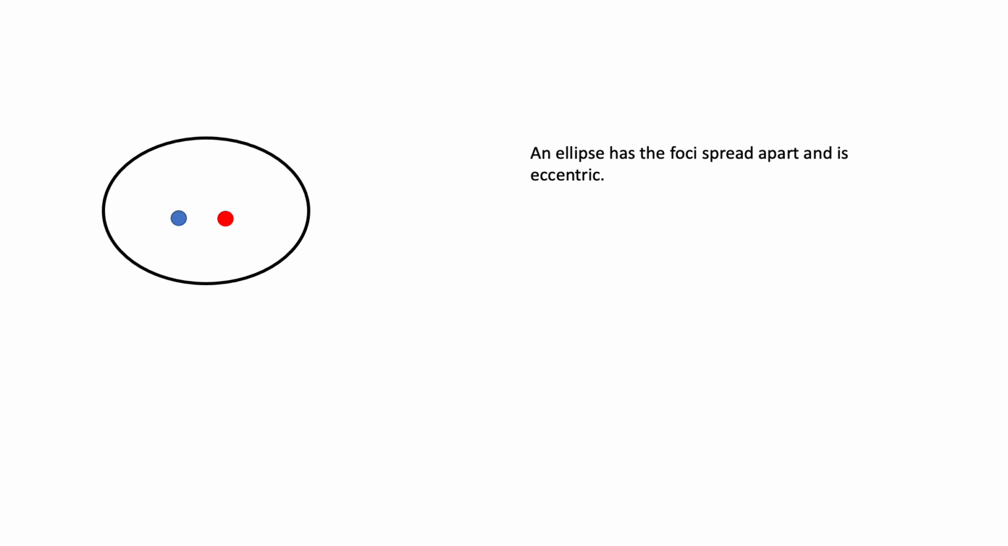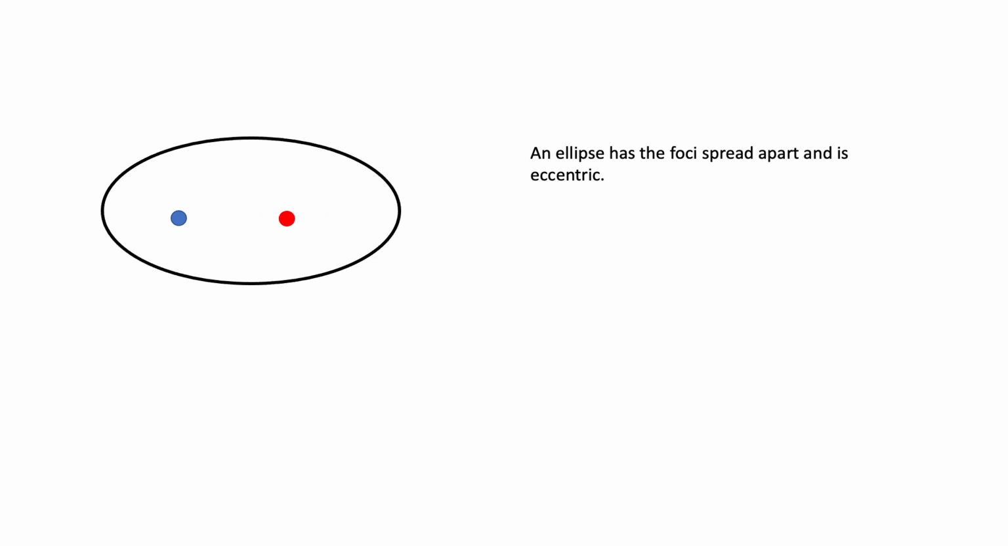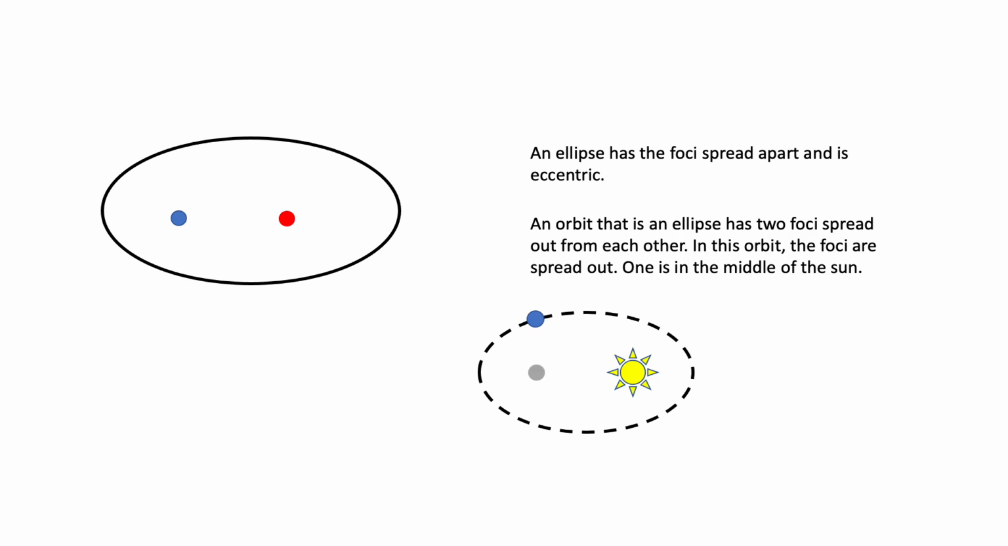But remember that an ellipse has the foci spread apart and is eccentric. When I stretch them apart, it becomes more eccentric. An orbit that is an ellipse has two foci spread out from each other. In this orbit, the foci are spread out. One is in the middle of the sun. Remember, these are imaginary points that help us to explain the shape of an ellipse. The other focus is imaginary, and it lets us explain the shape of the ellipse.